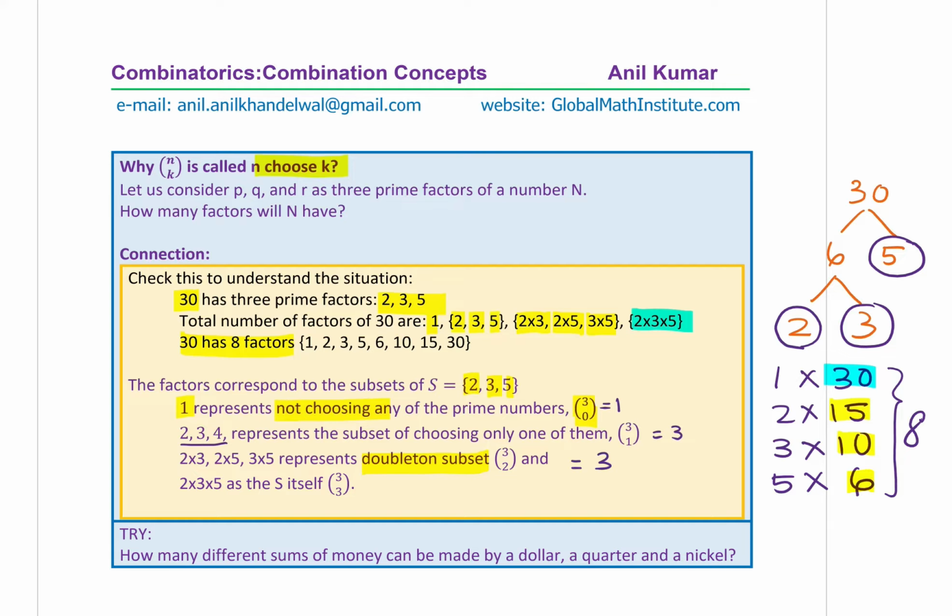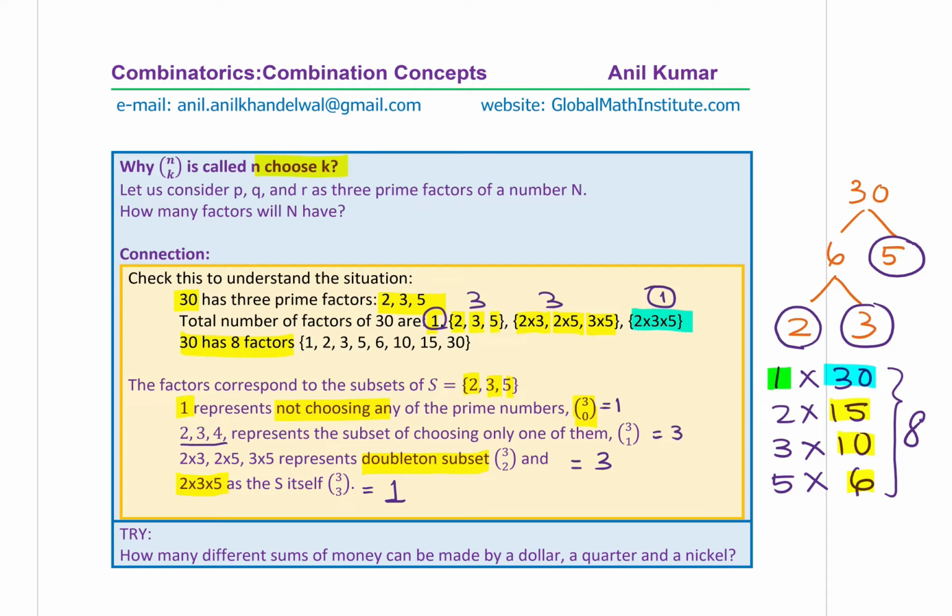Now the last one here is selecting all of them together. 2 times 3 times 5 gives you 30, and in our combination n choose k, we get 3 choose 3, which is 1. So you see these numbers matching: 1, 3, 3, and this one is also 1. So not choosing any one of them gives you the very first factor, which is 1.